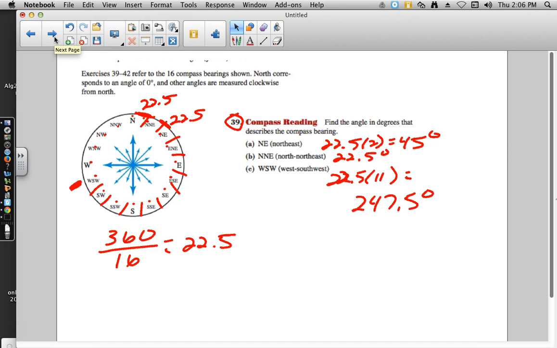Your book might have done this a little bit backwards. They might have asked you which one of these to find for those bearings, but you could certainly work forwards and backwards on this. This might be one of those where I have either a newer text or an older text than you do. The northeast is at 45 degrees, and then the north-northeast is at the 22.5 degree mark.